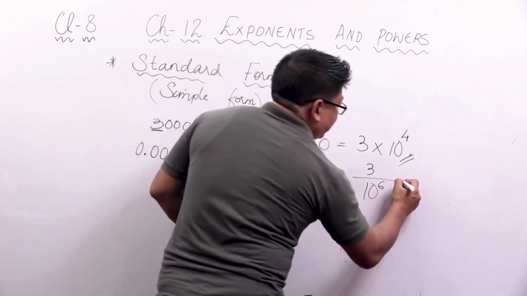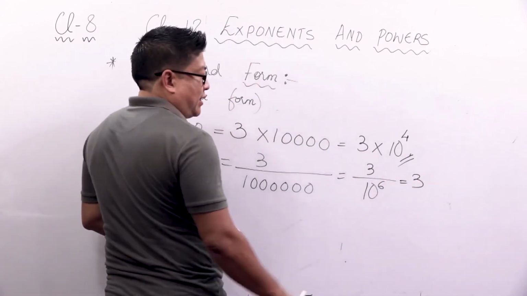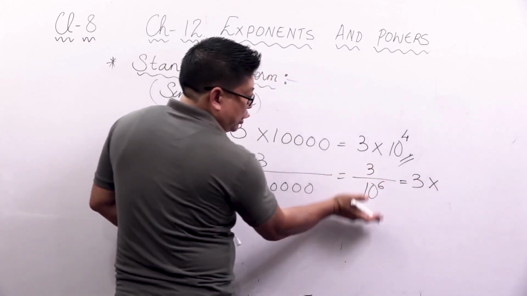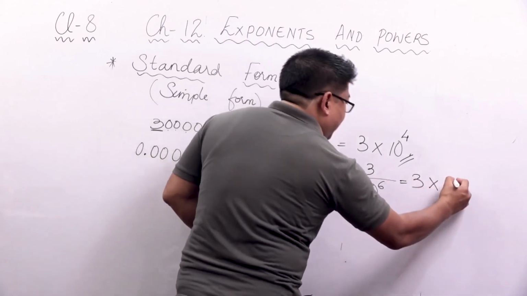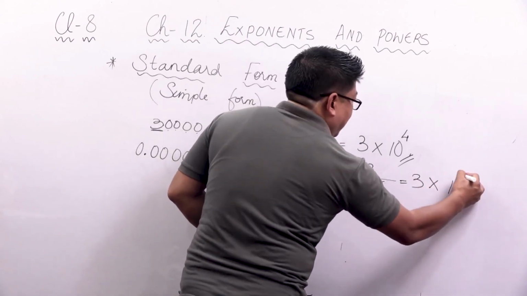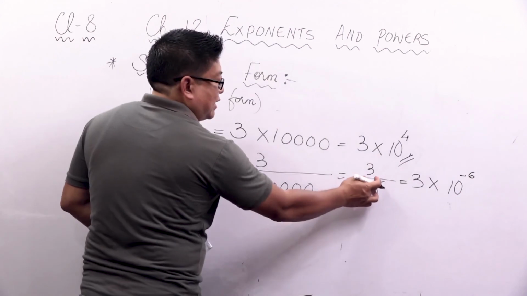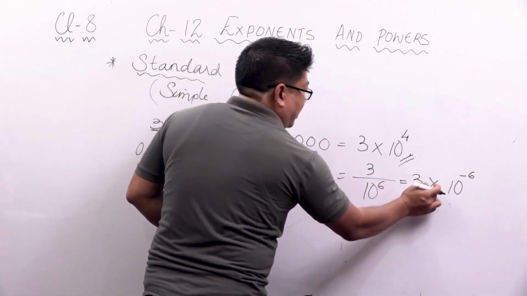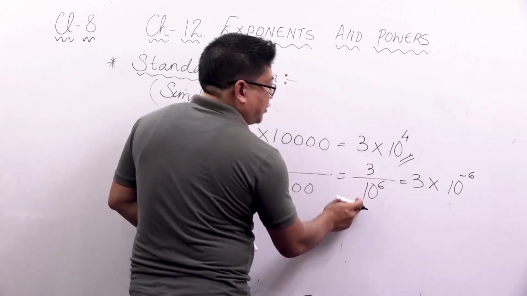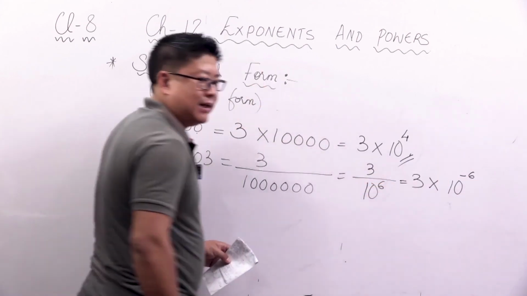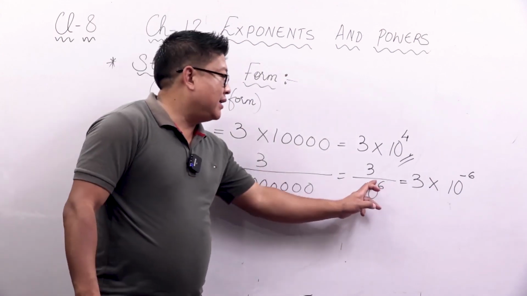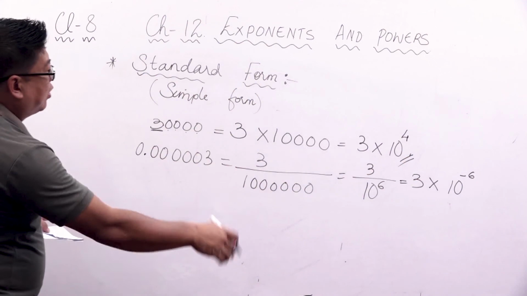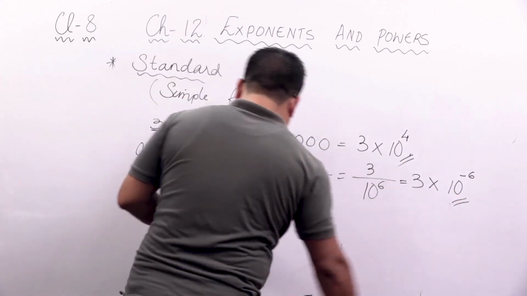And this I can change again. 3 I will keep as it is, into 10 to the power 6, which is in the denominator. So if I take it up, this power will become minus 6. Here it is plus. If you bring it up, this is divide, if you change it to multiply, it will become minus 6. Okay, please keep this in mind. This plus 6 will become minus 6. All right, children? So this is your standard form.